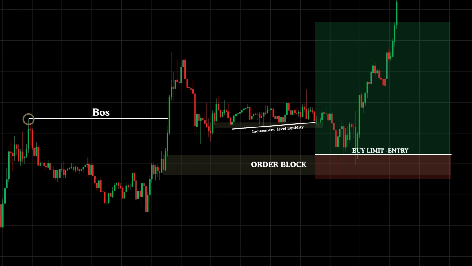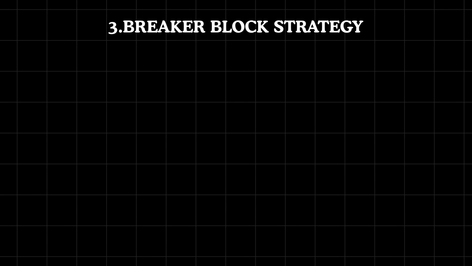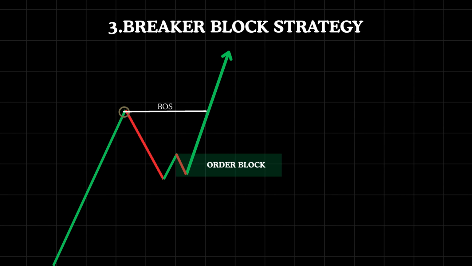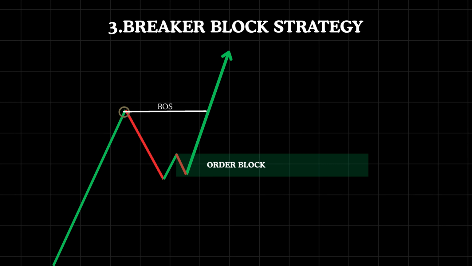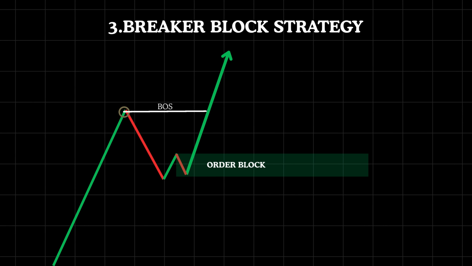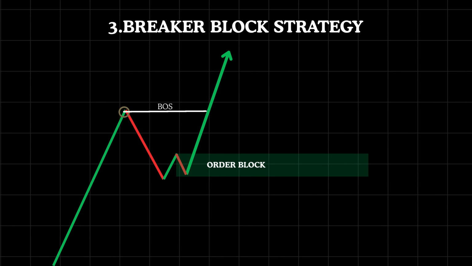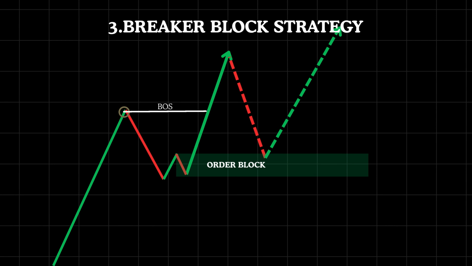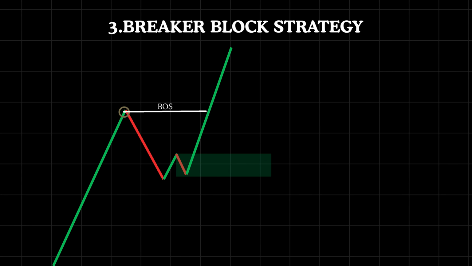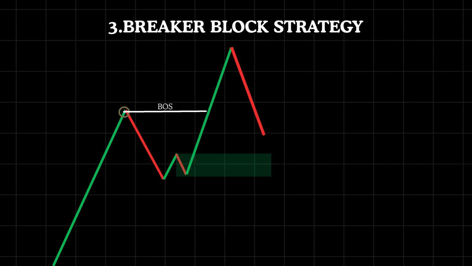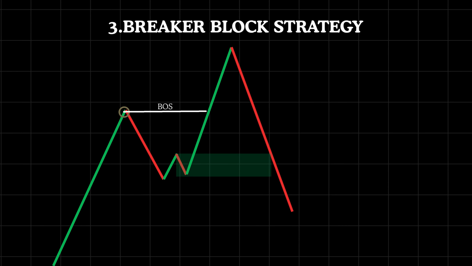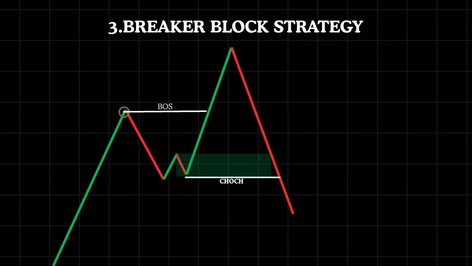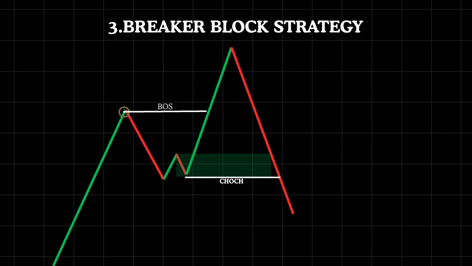Now, let's move into the third strategy. Here's the concept: when price makes a strong move upward, it often leaves behind a key zone, the last solid green candle before the breakout. This zone is known as an order block. Typically, when price returns to this area, it acts as a support level. But sometimes, price doesn't respect that zone, it drops below it, breaking previous lows. That shift indicates something crucial, a change of character. It signals that momentum may be transitioning from bullish to bearish.